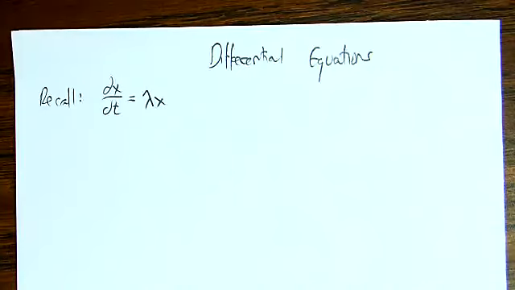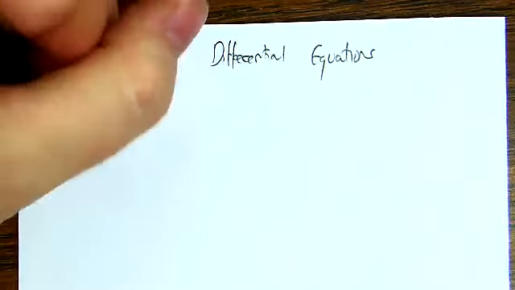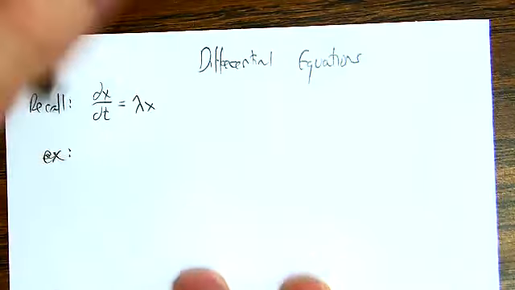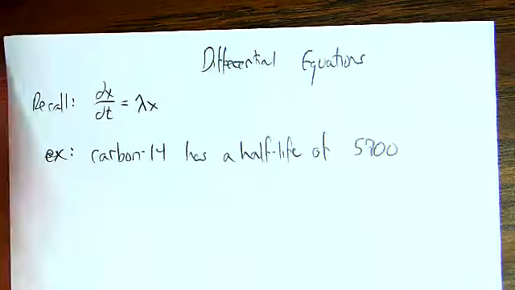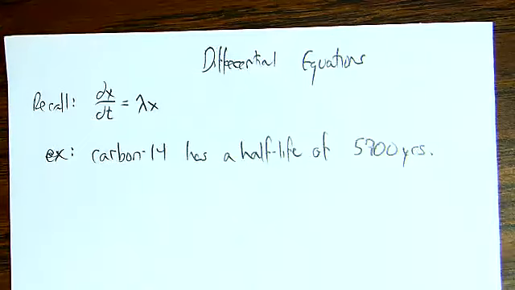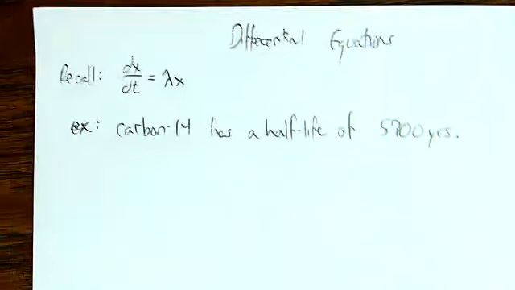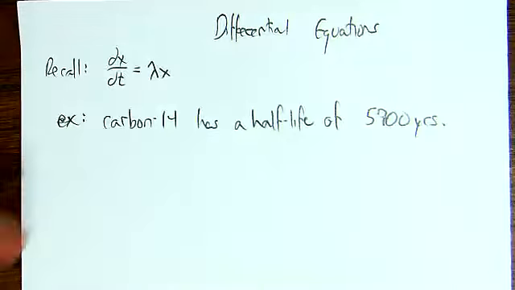So, for example, we might be told that carbon-14 has a half-life of about 5,700 years. And we want to write the differential equation corresponding to this and write an equation which gives us the quantity of carbon-14 present in a system given an initial amount.